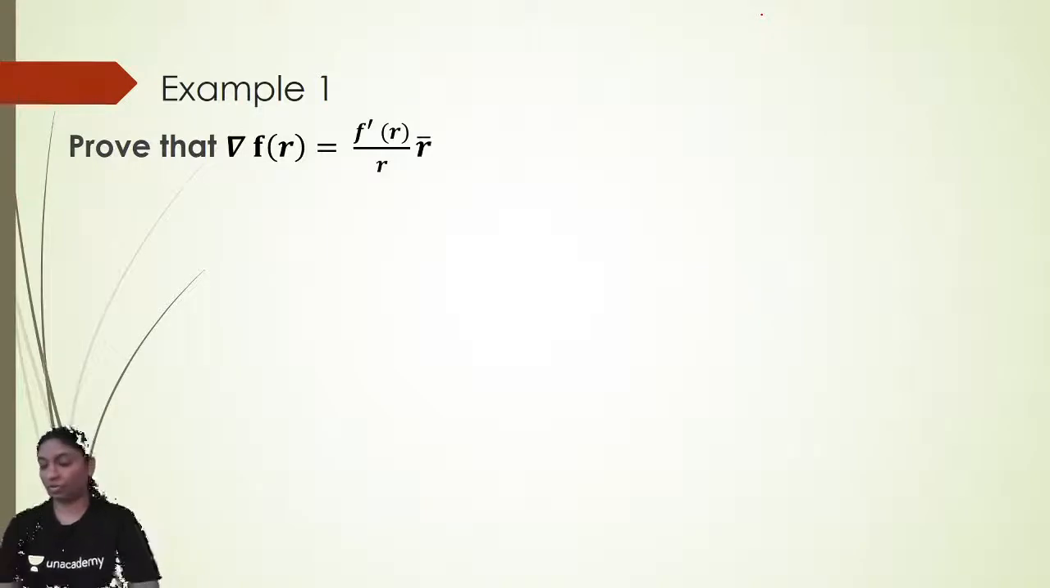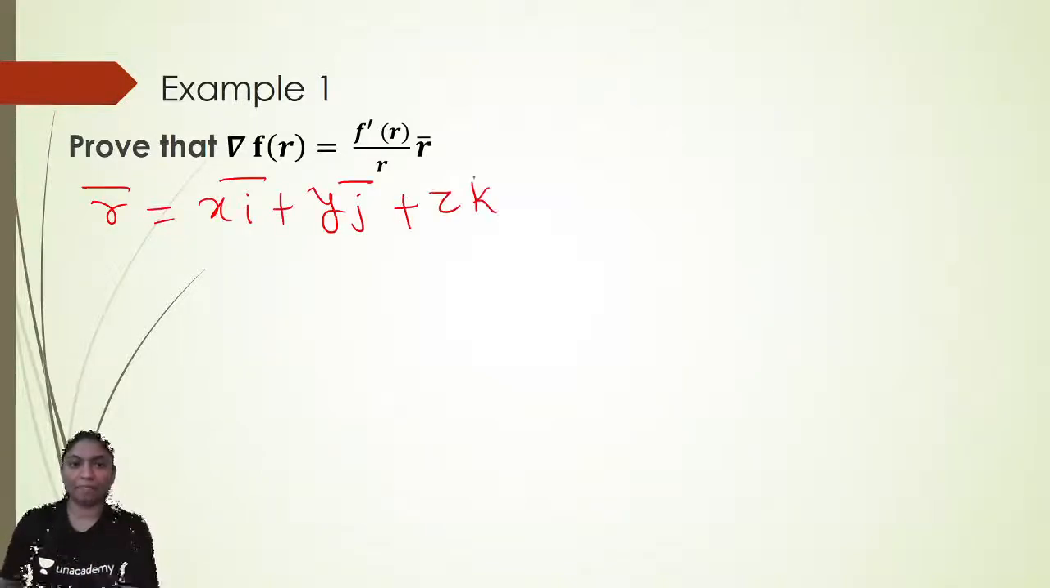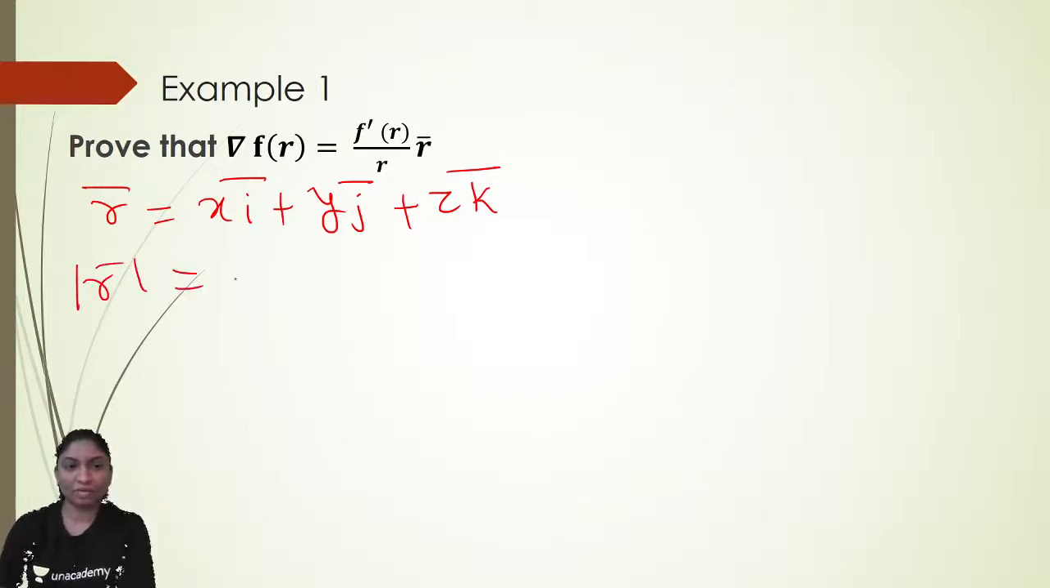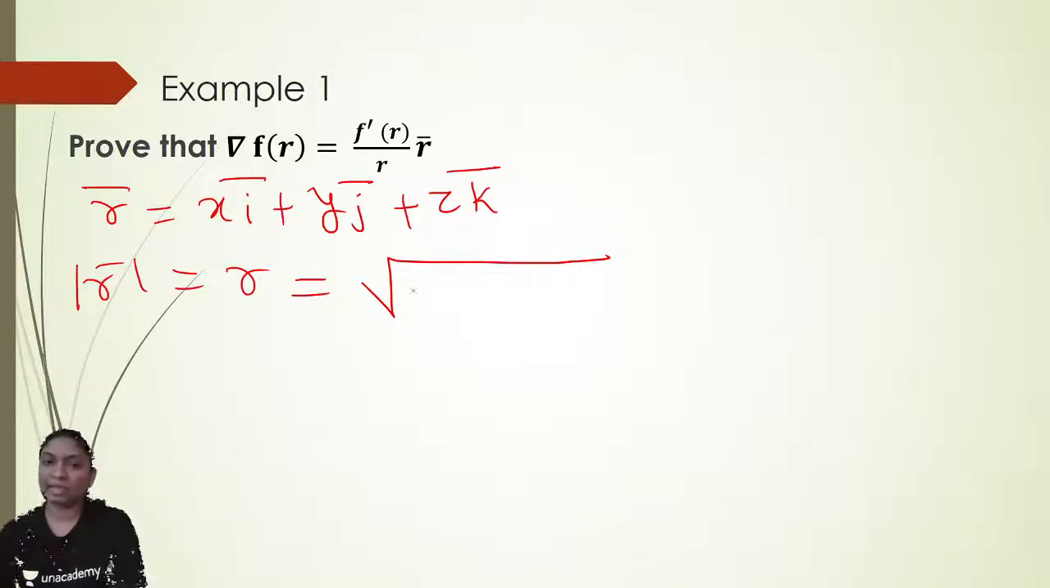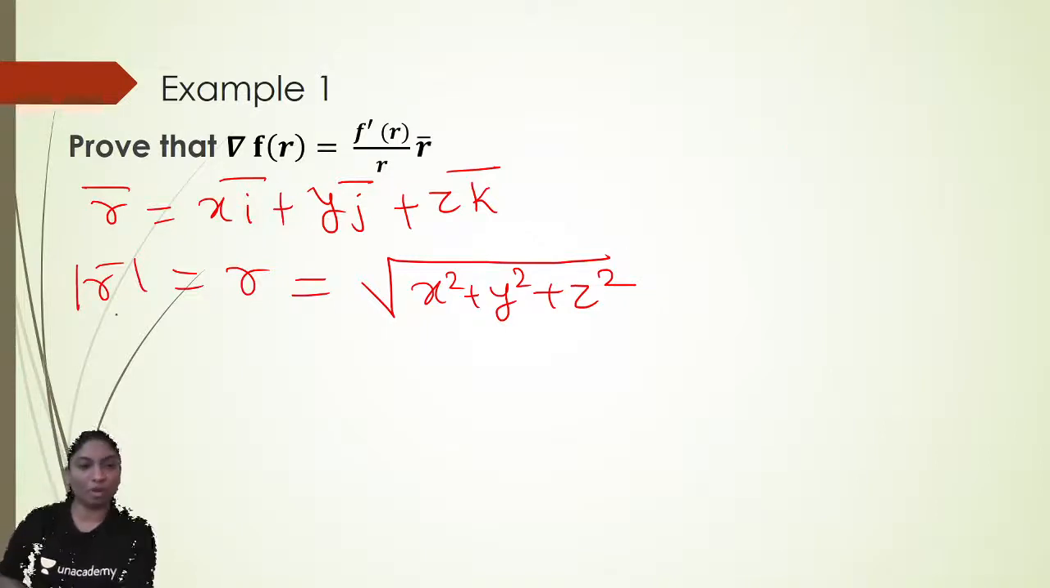So here you can write r bar is given as x i bar plus y j bar plus z k bar. Right? R bar is equal to x i bar plus y j bar plus z k bar, where mod of r bar is equal to r is equal to the square root of x square plus y square plus z square, right? Now we require del of f of r. So first we operate del on f of r.